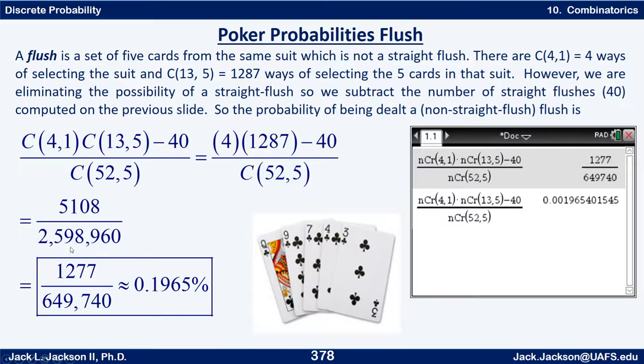And so this is your probability here, reduces to 1,277 over 649,740, or about 0.1965%. Now remember, all these probabilities are just being dealt out 5 cards, and that's what you have.